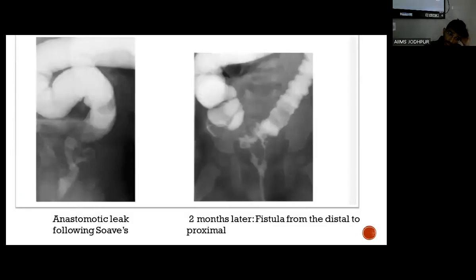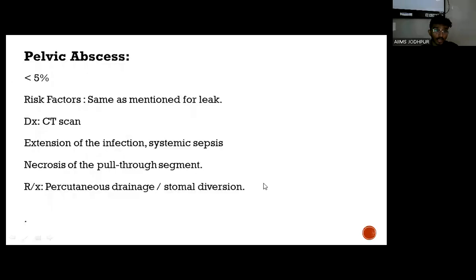This is an anastomotic leak following a Soave procedure. It is visible here, and further it has led to a fistula after 2 months, from a distal to proximal direction. Now next is pelvic abscess.